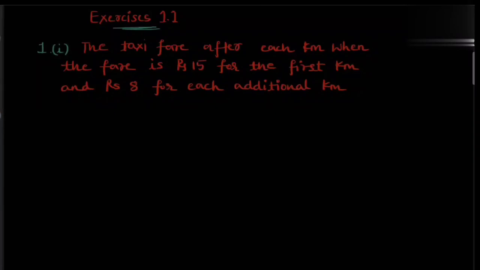In this class, we do the exercise 1.1 problems of AP. In the first one, there are 4 situation-based problems. Solve it and tell whether it forms an AP or not. So the first question is, the taxi fare after each kilometer.